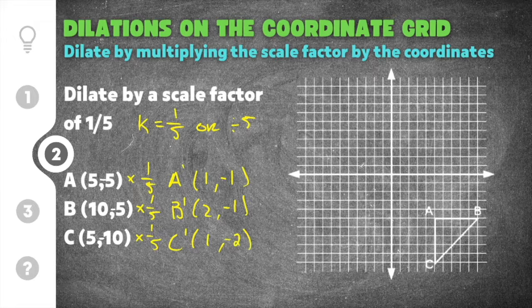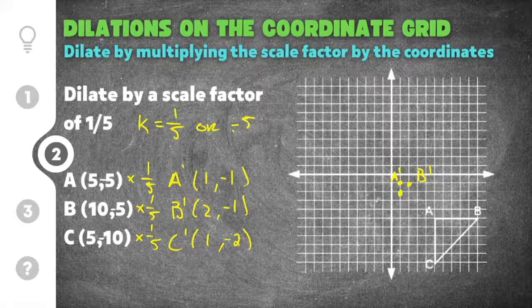A prime is 1, negative 1. We get 1, negative 1. I will label this A prime. B prime is 2, negative 1. I will label this B prime. And C prime is 1, negative 2. And this will be C prime. So this is our new shape after the dilation of 1/5.